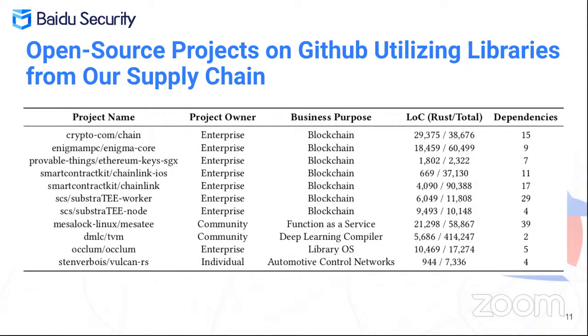To understand whether our work has been helpful, we searched the entire GitHub and found that there are many projects already utilizing these libraries from Rust crates. We just counted mature projects maintained by well-organized developers, so the impact is very solid, as you can see from this table.